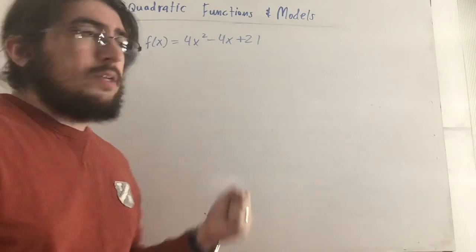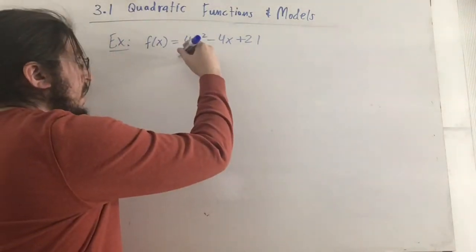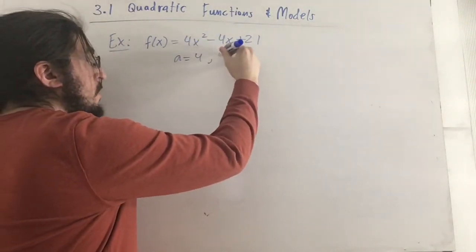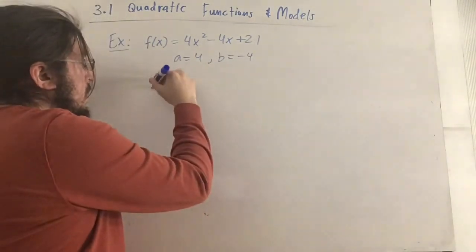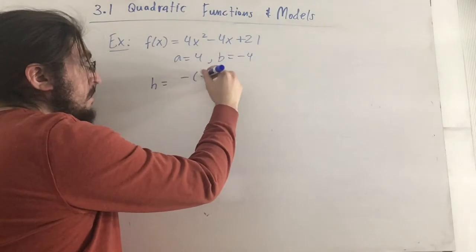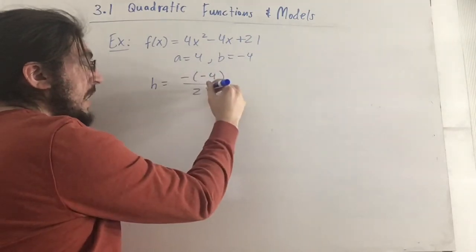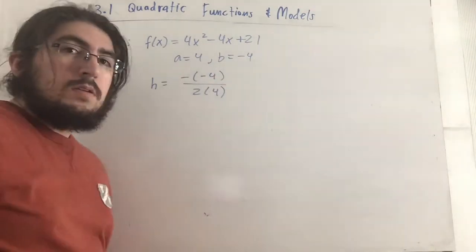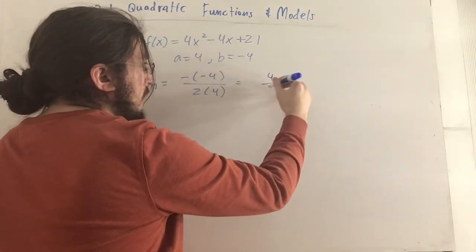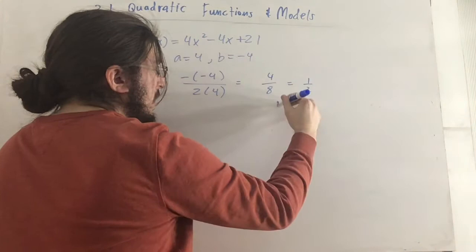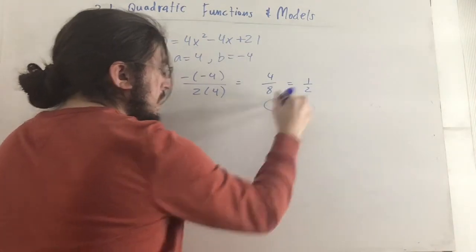First, we need to find the vertex. So here we need at least a and b. Remember, the vertex relies only on a and b for the x value h. So h is negative b over 2 times a. Good. So that's going to be, well, positive 4 over 8, so that's just 1/2. So h is 1/2. Great.